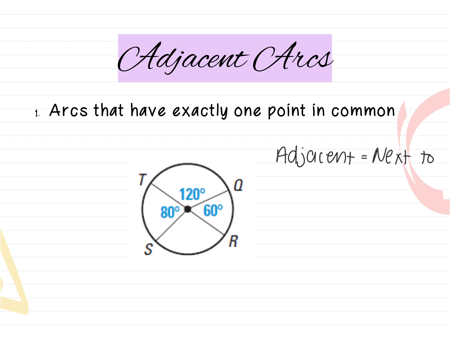So let's just state what's adjacent. Arc TQ is adjacent to what? Okay, good, I have QR. Okay, so they're next to each other. Looking at it, they have exactly 1 point in common, which is Q.